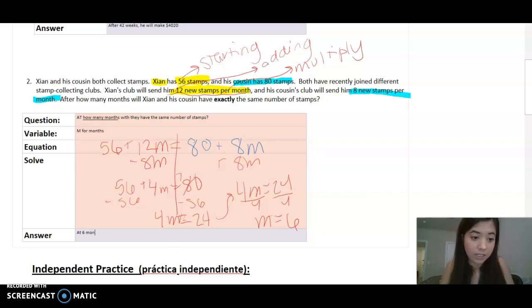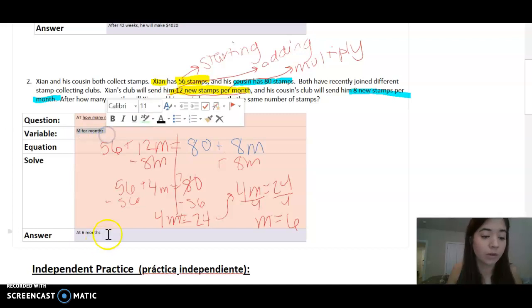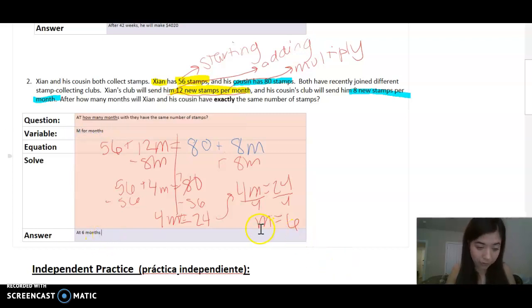So at 6 months, because remember m represented months up here. So at 6 months, Zion and his cousin will, what was the question? When will they have the same number of stamps? So at 6 months, him and his cousin will have the same number of stamps.